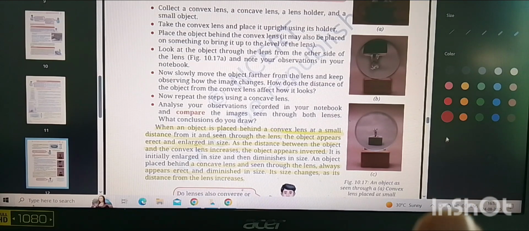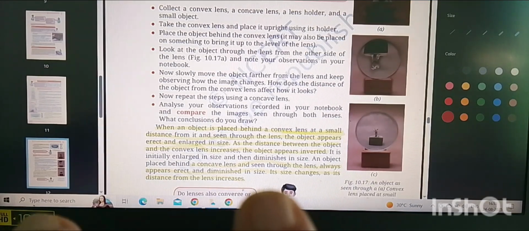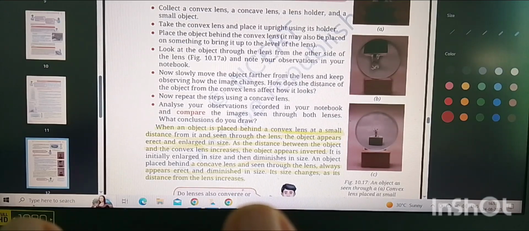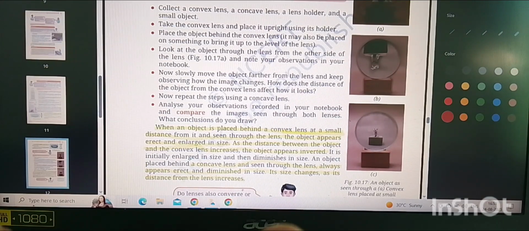So this is how image is formed in case of a convex lens. You should always know that this concave mirror we learned in the previous session. Concave mirror is similar to convex lens in the case of image formation and all. That is the point you have to keep in mind.